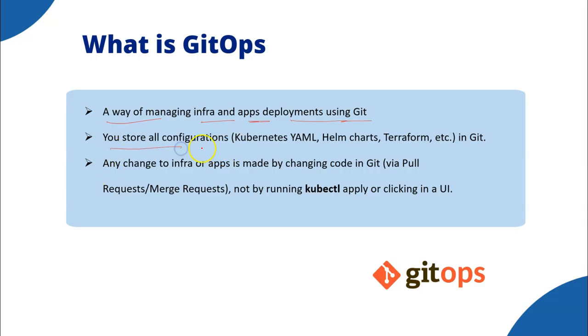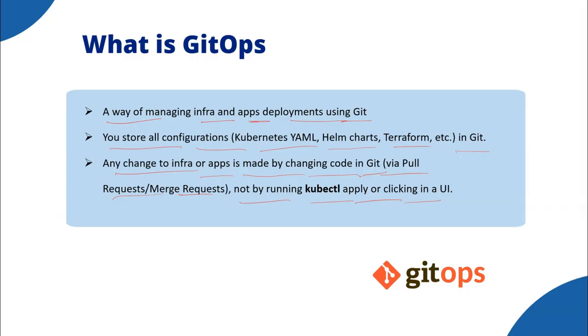You store all configurations like Kubernetes YAML, Helm charts, even Terraform. We just commit it to the Git, and our GitOps tool is going to take care of it from here. Any changes in the infra or app are made by changing the code in the Git, via pull requests or merge requests, not by running kubectl apply or clicking in a UI. So we don't do any manual changes. This we call GitOps.